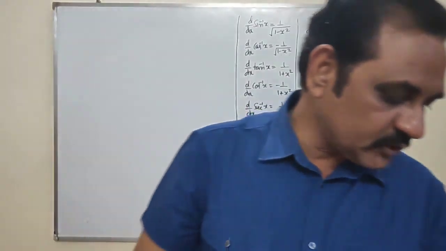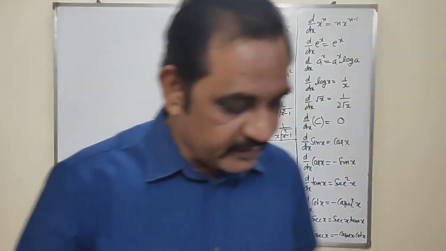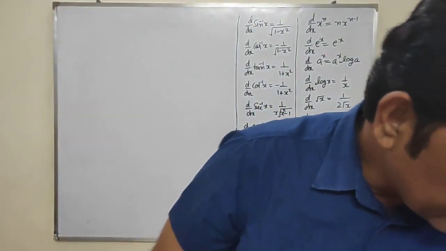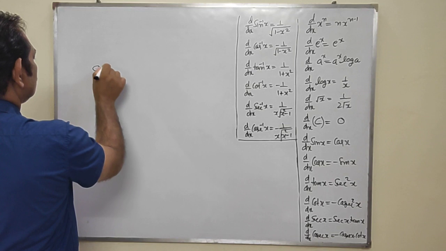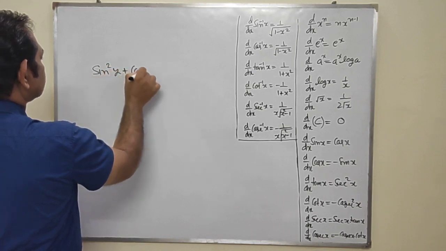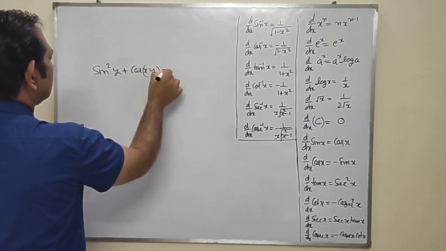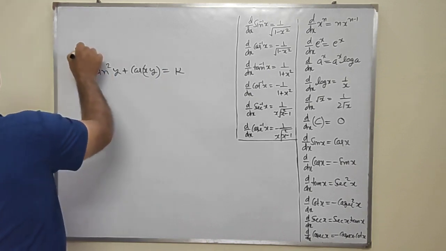Sin square y plus cos xy is equal to k. This is question number 7.